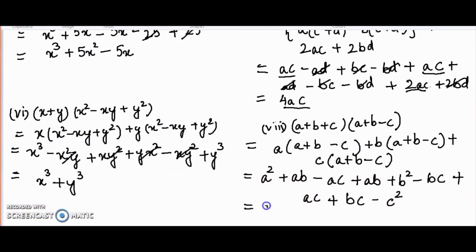So over here a square will remain as it is. AB and plus AB, this will become 2AB. So plus 2AB, then minus AC and plus AC I can cancel out. Minus BC and plus BC also I can cancel out. B square will remain as it is and minus C square will also remain as it is. So this will be the final answer.